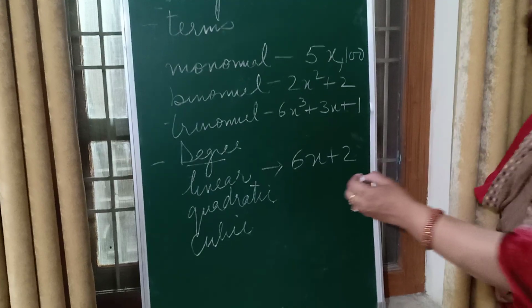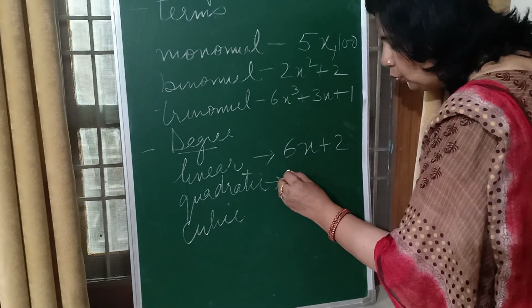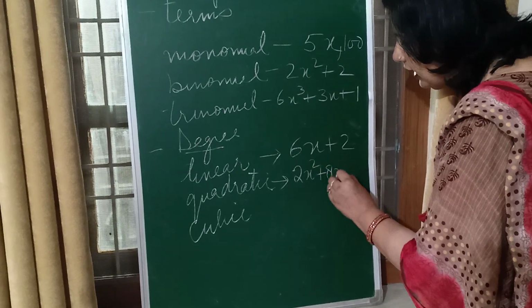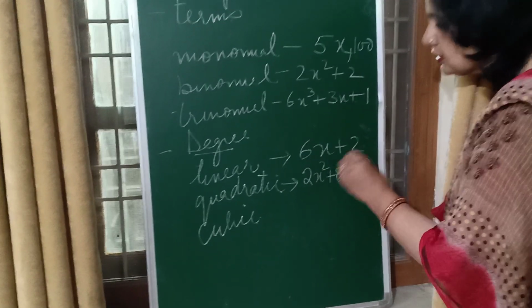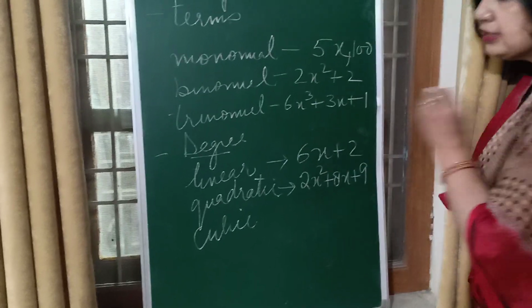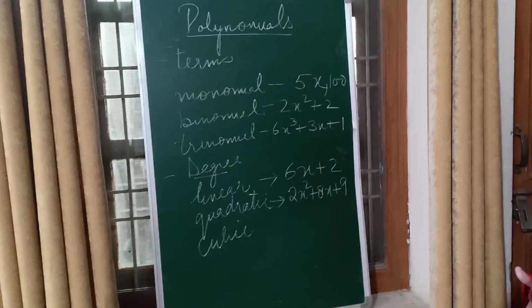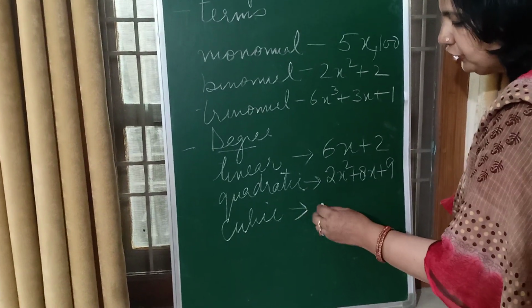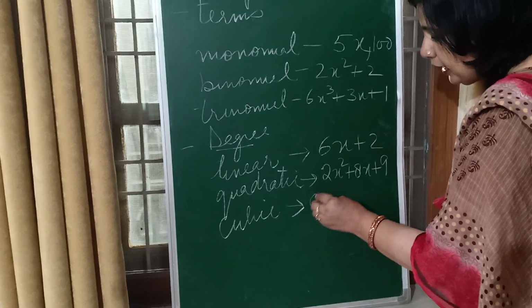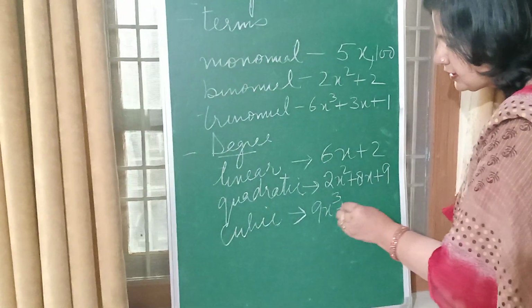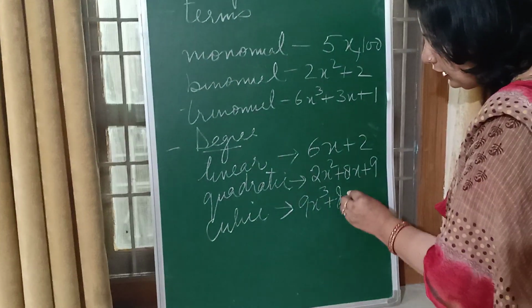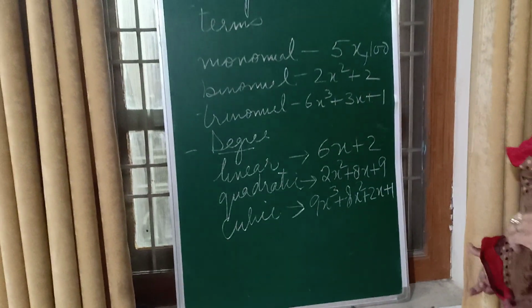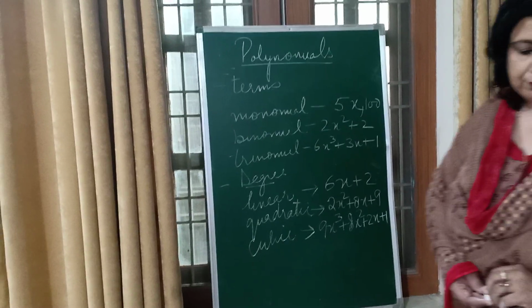Quadratic polynomial is a polynomial of degree 2. For example, 2x square plus 8x plus 9. This is a quadratic polynomial since the highest exponent is 2. And cubic polynomial is a polynomial of degree 3. For example, 9x cube plus 8x square plus 2x plus 1. This is a cubic polynomial.